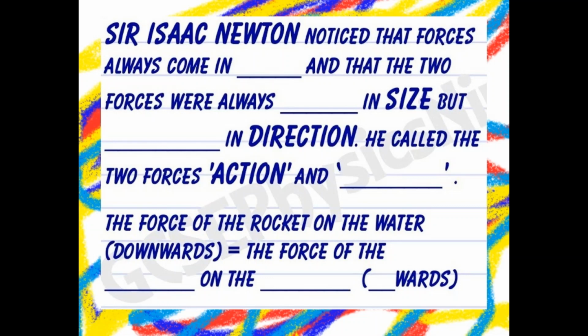Sir Isaac Newton noticed that forces always come in pairs, and that the two forces were always equal in size, but opposite in direction. He called the two forces action and reaction. The force of the rocket on the water downwards is equal to the force of the water on the rocket. So you switch the rocket and the water the other way around, and it is upwards.